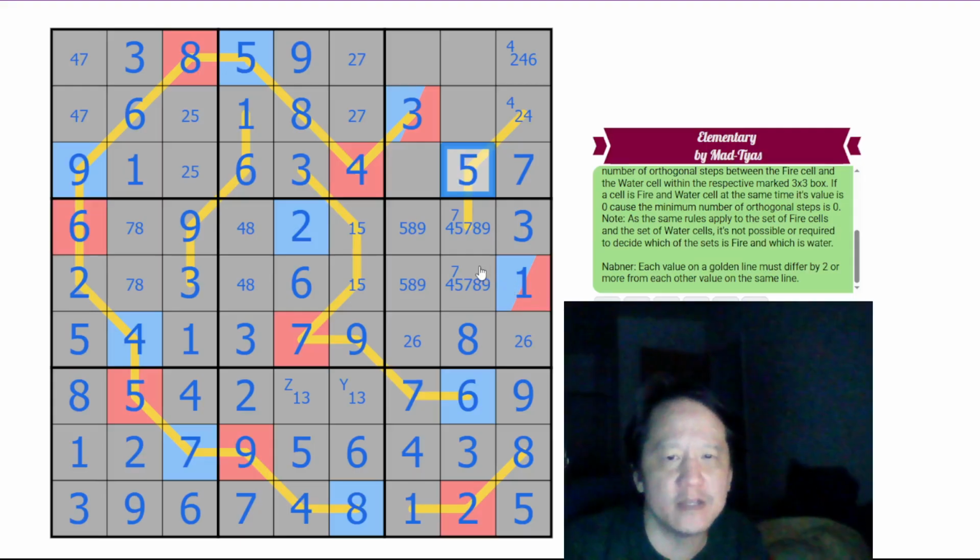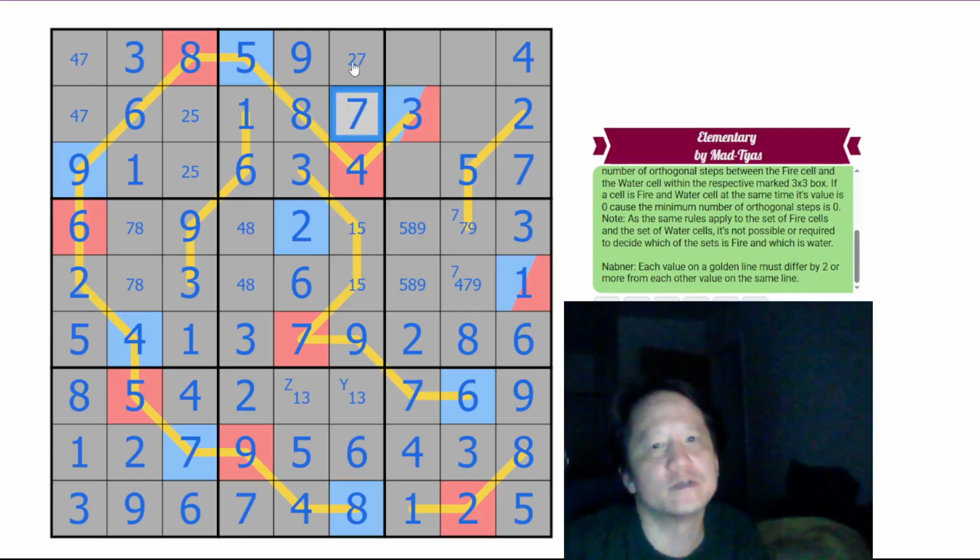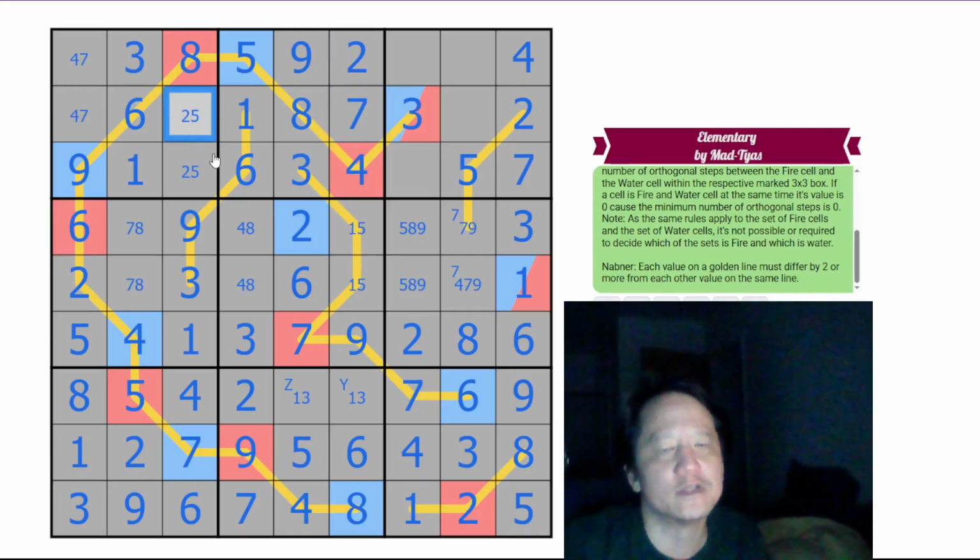This can't be 8, it's 5. No 5 or 8 here. 5 would be consecutive with 4, so this can't be 4. 5 is consecutive with 4 here, so this can't be 4, it's 2, which makes this 6, which makes that 2. Therefore, that's 4. 2 eliminates 2 here, so it's 7 and 2. It also eliminates 2 here, so it's 5 and 2 there. 7 eliminates 7 here, so it's 4 and 7.